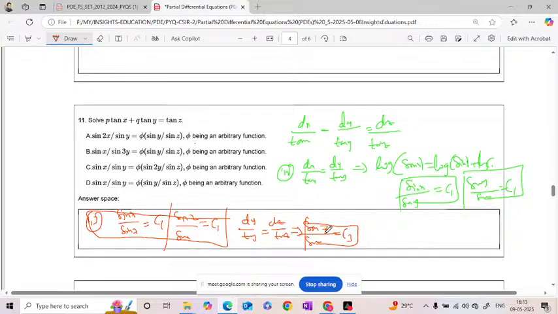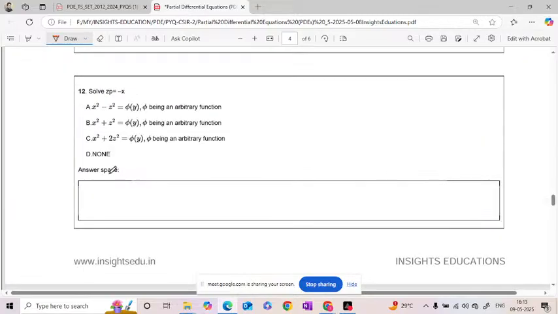So option A is not correct because here there is 2a. Option B also not correct, here there is 3a, and option C also not correct, there is a 2a. So here, in terms of only sin function, option D is the correct one. Next one, come to the next problem.